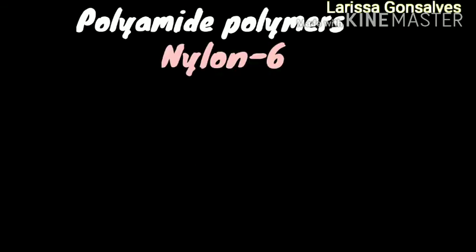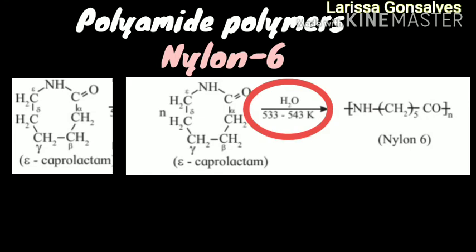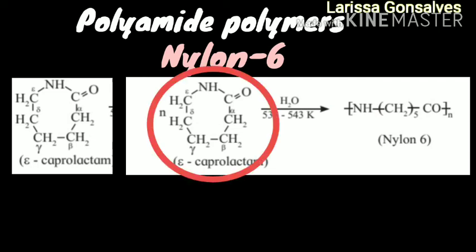Now we move on to the next polyamide polymer, that is nylon 6. The monomer used for the preparation of nylon 6 is epsilon caprolactam. The epsilon caprolactam is heated with water at high temperature in the range of 533 to 543 Kelvin. Since the epsilon caprolactam is in a cyclic form, it has to undergo ring opening polymerization to form nylon 6. So this is the structure of epsilon caprolactam.